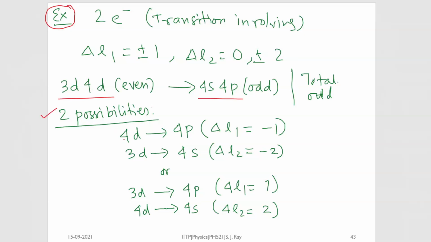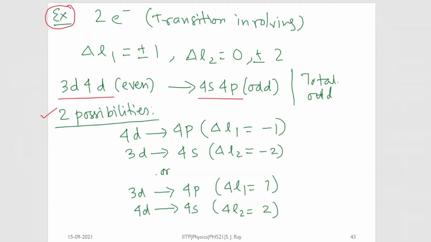So let's say if the transition is happening from 4D to 4P, then the change in L, delta L1, will be equal to minus 1. And for the transition between 3D and 4S, here L is 2 for D, and for S it will be 0. So delta L2 here will be equal to minus 2.